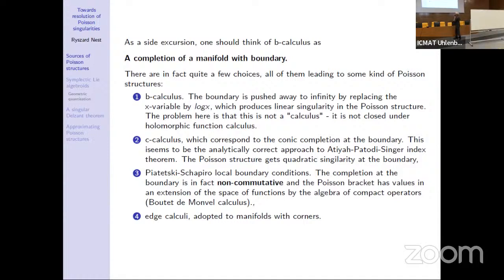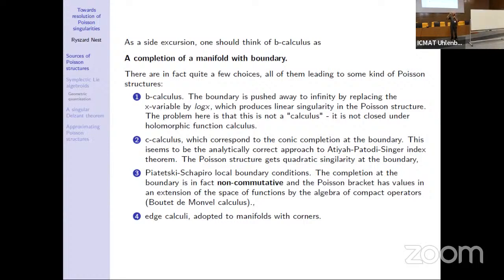So that's this one completion, where you take the variable x and push it to infinity. I said it's not a calculus, because for this to deserve the name, you should be able to take holomorphic functional calculus of operators in your calculus. You should be able to write down the Cauchy formula, the Cauchy integral, and get an operator. The problem with Melrose calculus is that you cannot. It doesn't work.